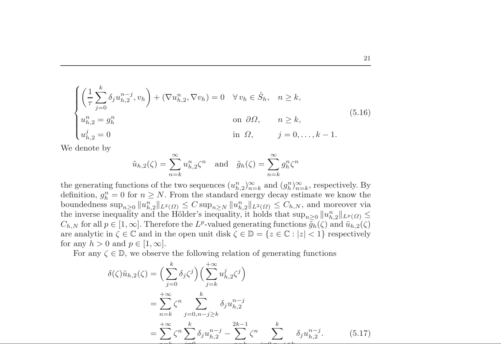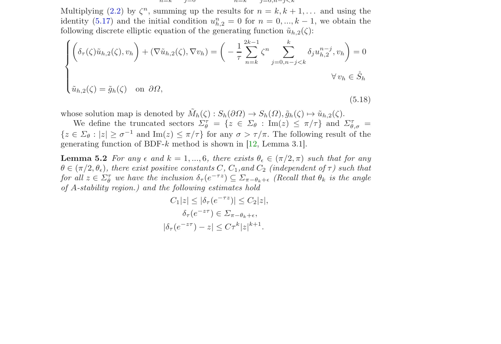A discrete elliptic equation for U_2(zeta) is derived, a crucial step in the analysis, by multiplying the original equation by zeta^n, summing up the results for n equals k, k plus 1, and so on, and using the identity and the initial condition u_n^h,2 equals 0 for n equals 0 to k minus 1. The solution map of the discrete elliptic equation is denoted by M_h(zeta), mapping G_h(zeta) to U_2(zeta). Truncated sectors and S_theta,sigma are also defined to establish the stability properties of the BDF-k method.